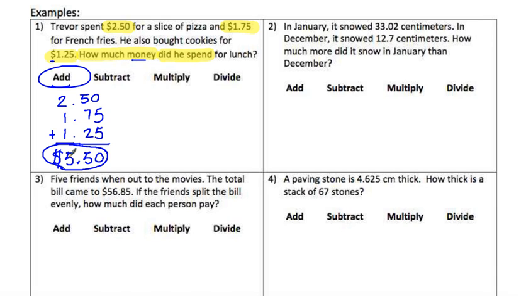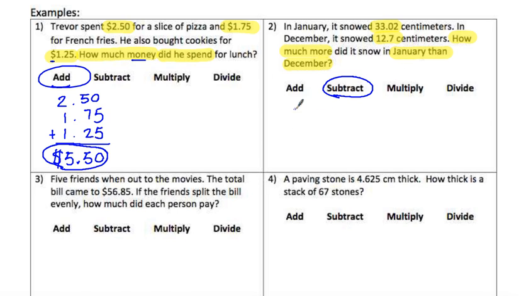Number 2, in January it snowed 33.02 centimeters. In December it snowed 12.7 centimeters. How much more did it snow in January than in December? Well, right here it's asking how much more. And if you think back to what how much more means, it actually means subtraction, because I need to find the difference between January and December. So I need to find how much more. And the snow in January was 33.02 and the snow in December was 12.7.